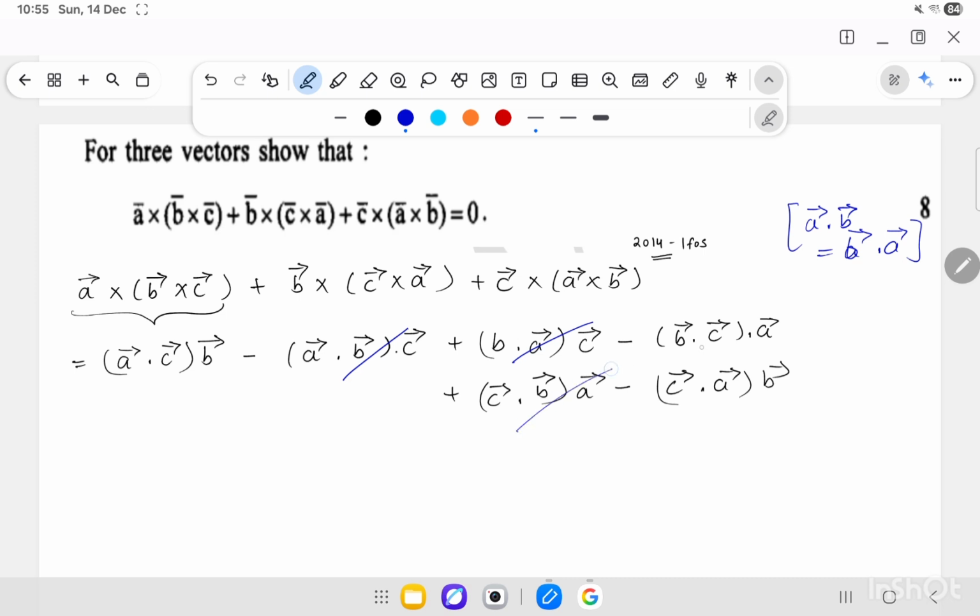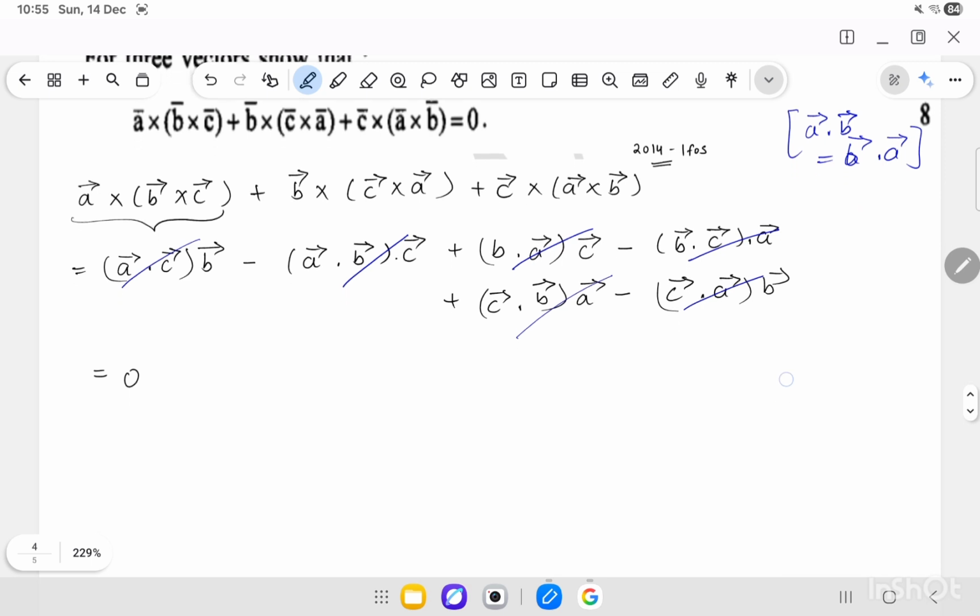Likewise, this vector balances this one and this vector balances this one. So the entire term becomes 0, and that's what we were supposed to show in this question.